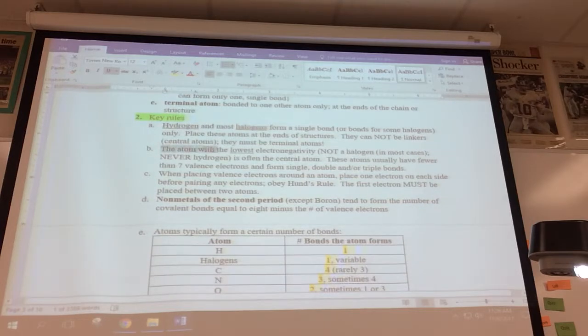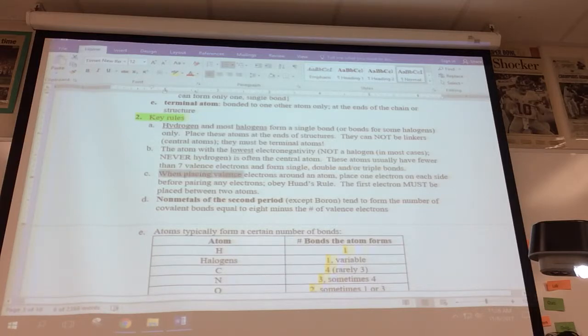Typically, the atom with the lowest electronegativity, you're not going to use a halogen and never a hydrogen, will be the central atom. These atoms typically have fewer than 7 valence electrons, and they can form single, double, and or triple bonds. Great central atoms include carbon, nitrogen, phosphorus, oxygen, and sulfur, although some of them can be terminal as well.